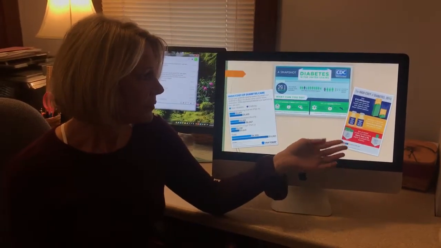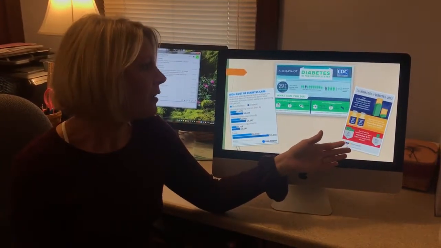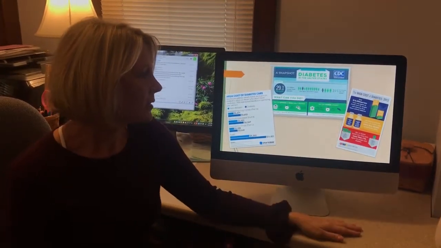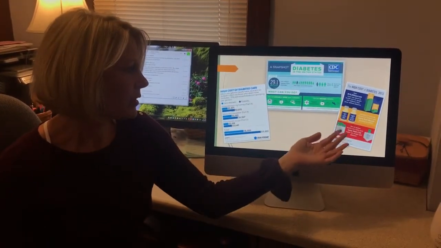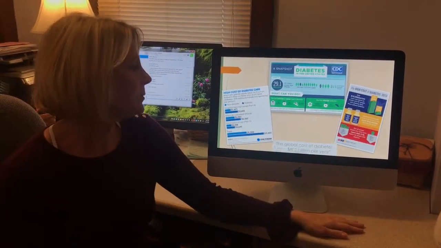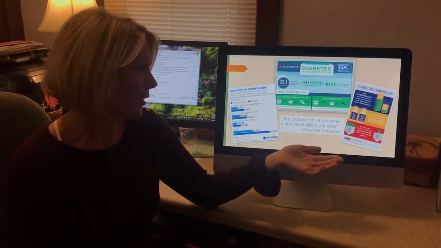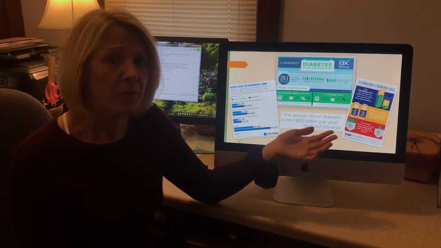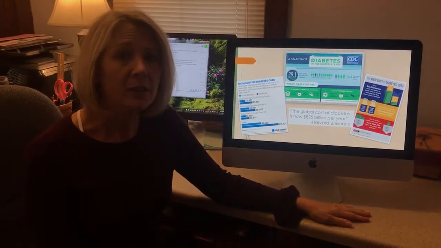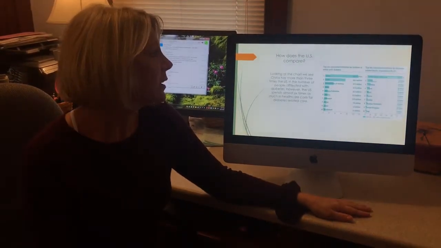More numbers, more cost of diabetic care. Again, just reiterating some of the high costs and how they compare to the non-diabetic patient. Staggering number: $825 billion a year is what this disease is costing our country.